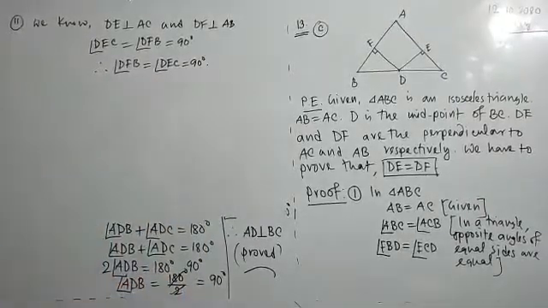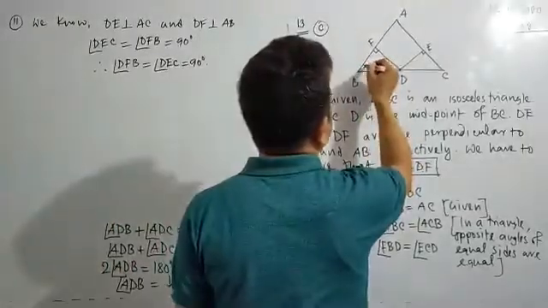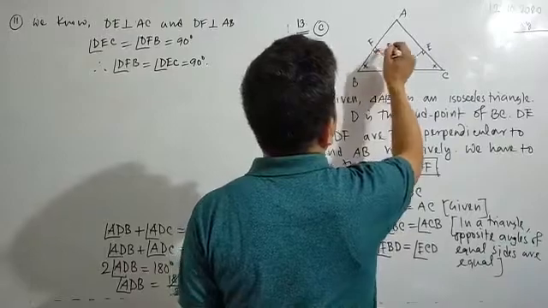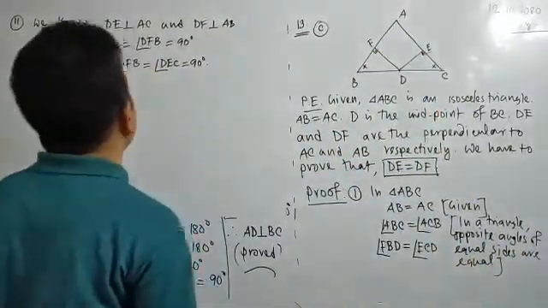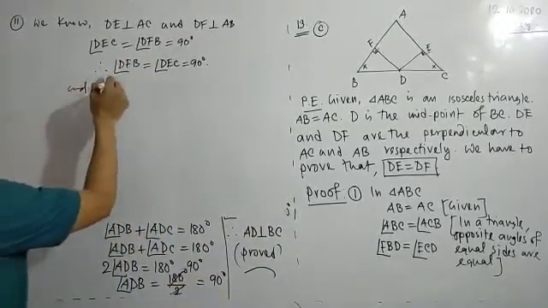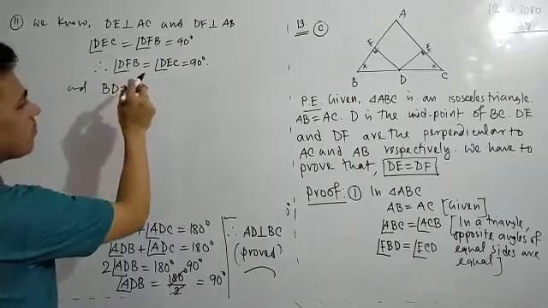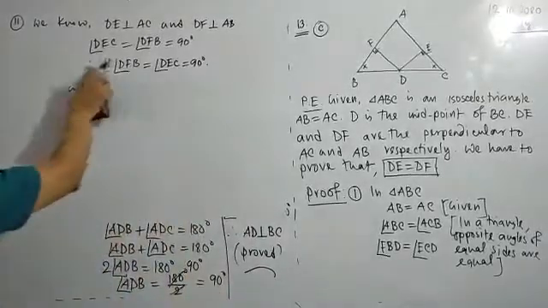Okay, so look at that here, one angle we have shown, this angle is equal to this angle, and we have given this angle and this angle is equal because of 90 degrees. Okay, and BD is equal to CD. Later we can write. Okay, next step we can write.